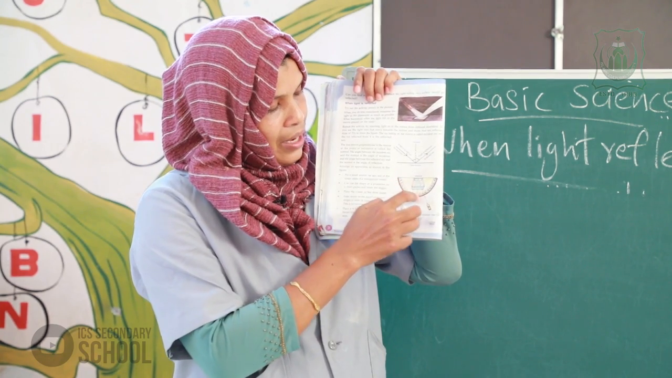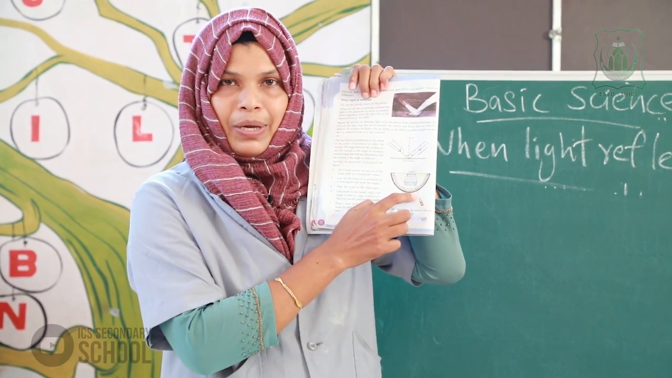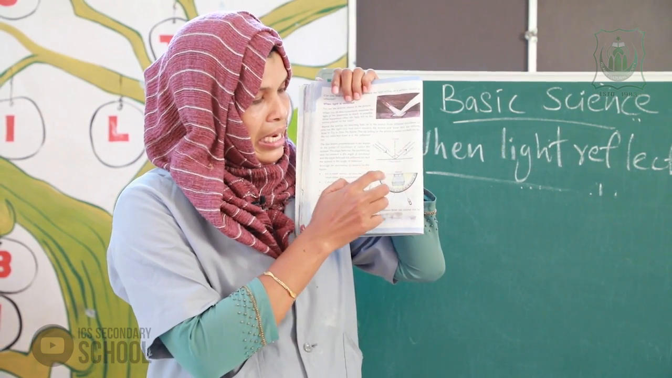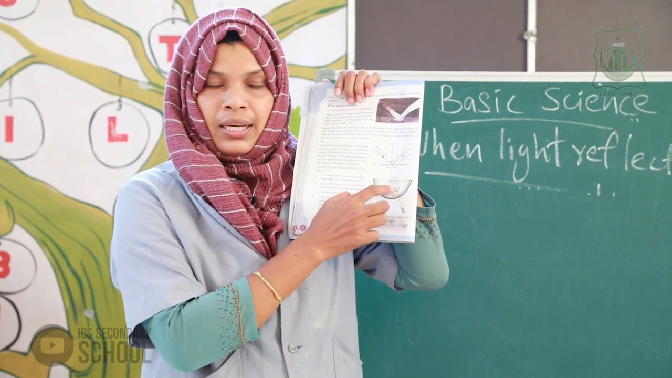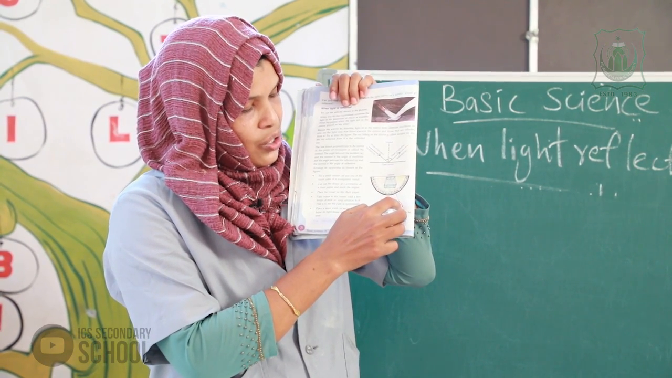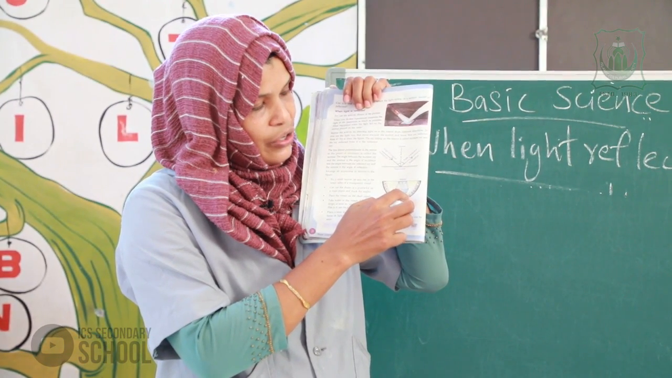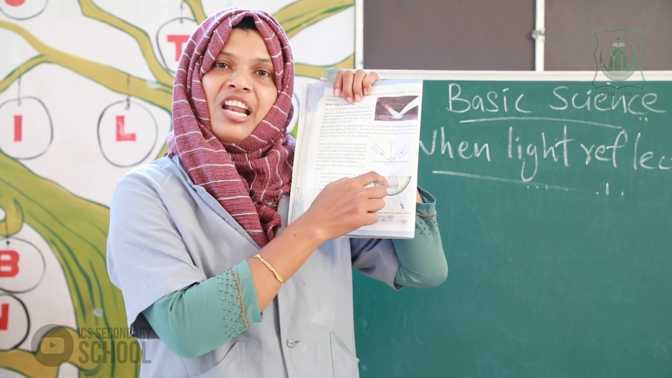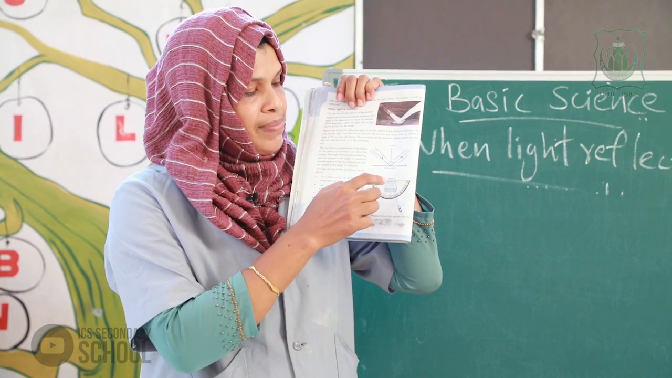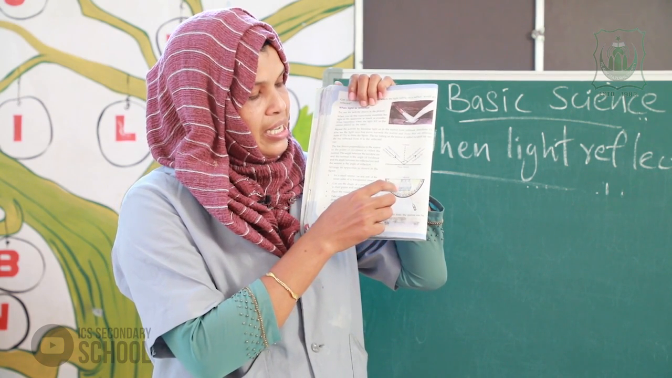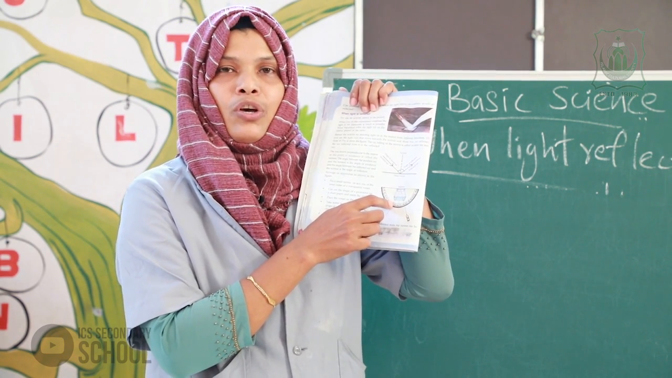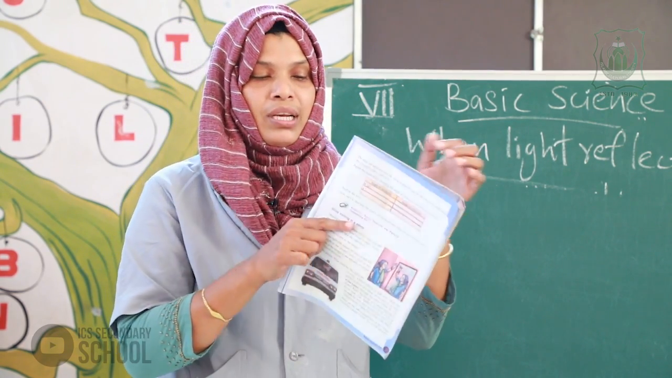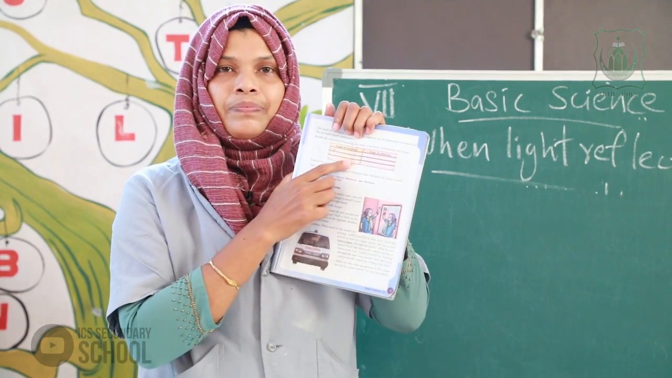Then cut a protractor shape using a chart paper and mark the angle. Then place the transparent vessel on it and place a laser torch and focus the light on its mirror. You can see that light is reflected. Then observe the angle of incidence and angle of reflection, and tabulate them in this table.